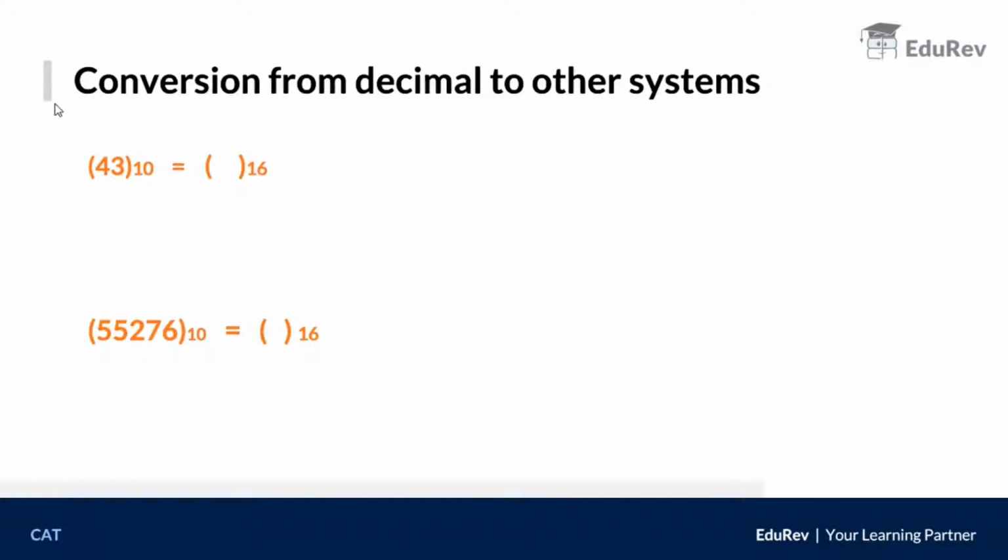So this was what we were talking about in the previous video, conversion from decimal systems to other systems. Okay, so let's look at the example. The example is given in a decimal system which is 43 to the base 10. We have to convert it to base 16. Okay, we have to convert it to a hexadecimal base.